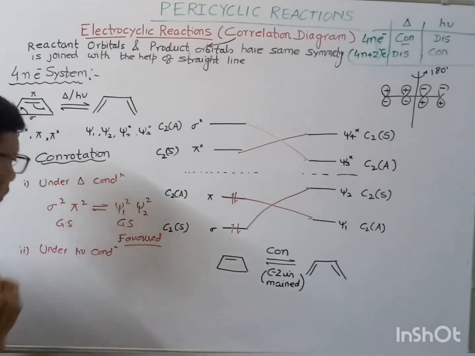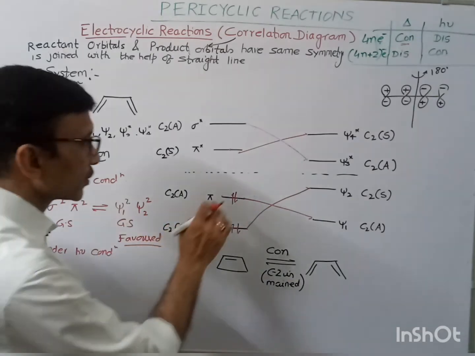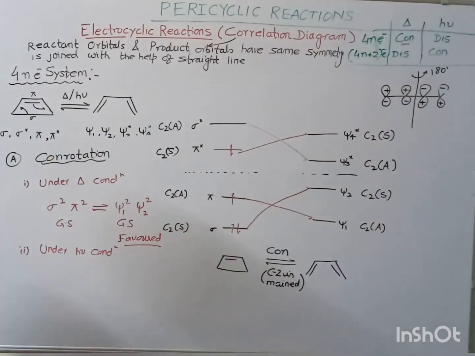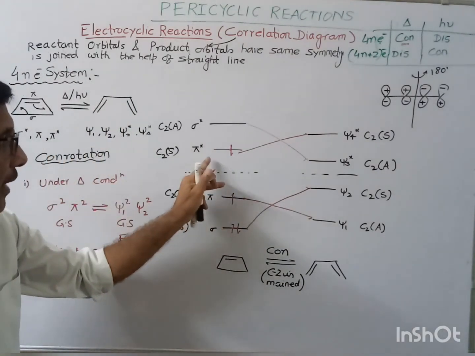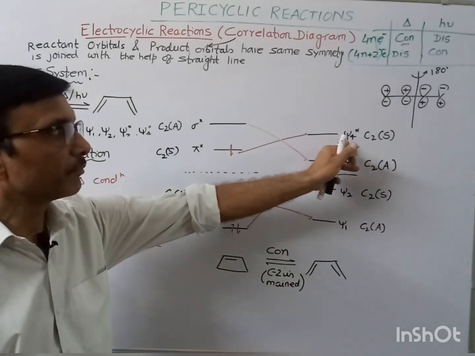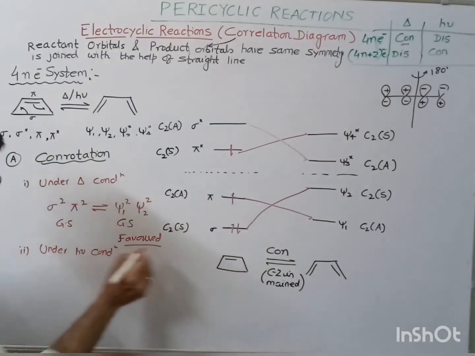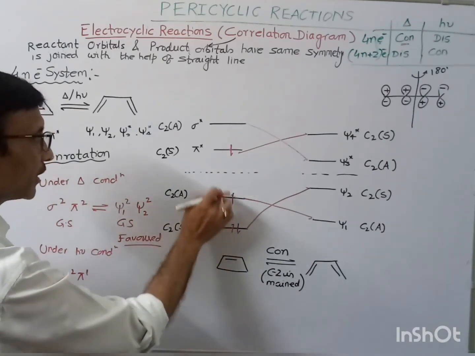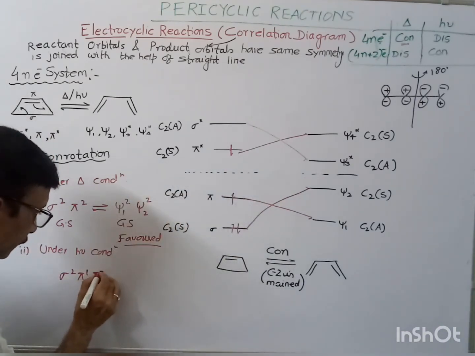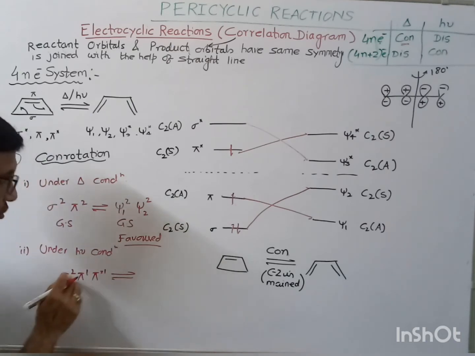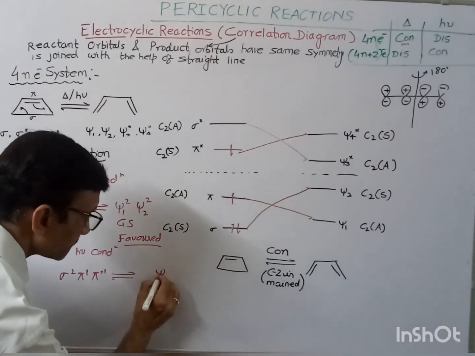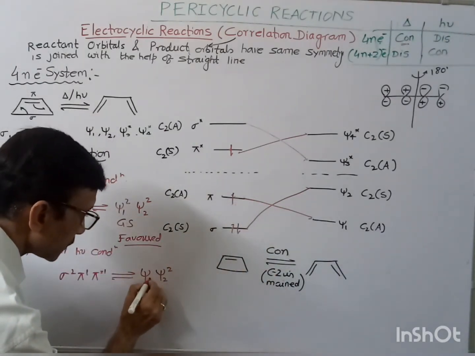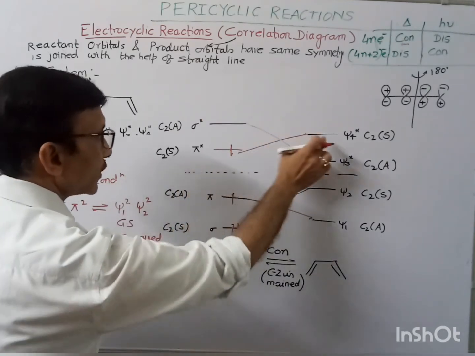what you will see is that under photochemical condition, one of the electrons gets excited to this one. Here the pi electron goes into the pi star. So sigma contains 2 electrons, pi contains 1 electron, and pi star contains 1 electron. Now the sigma electrons are going into psi 2, whereas the pi electron is going into psi 1, whereas the pi star electron is going into psi 4.